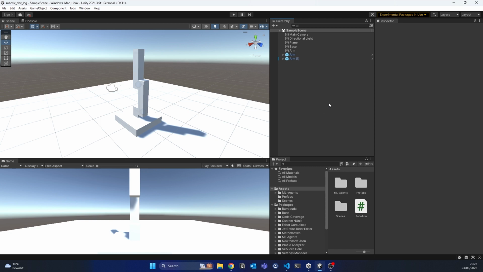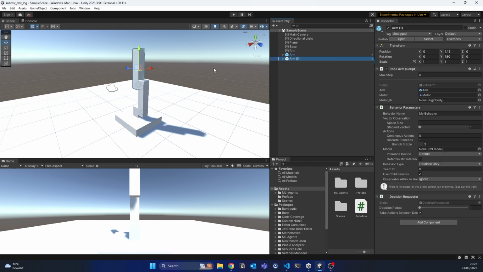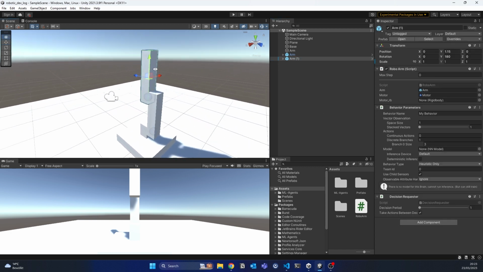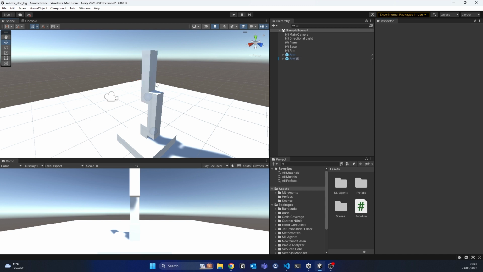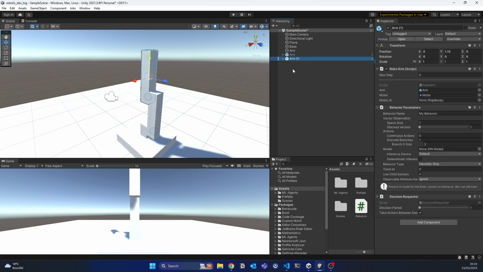So I have a couple of changes for you today. First of all, it was a bit weird: why did I rotate this 180 degrees? It's exactly the same. But a bigger change is that currently each of these arms is controlled by one single agent, and what we really want is one agent that controls all parts of the robot.